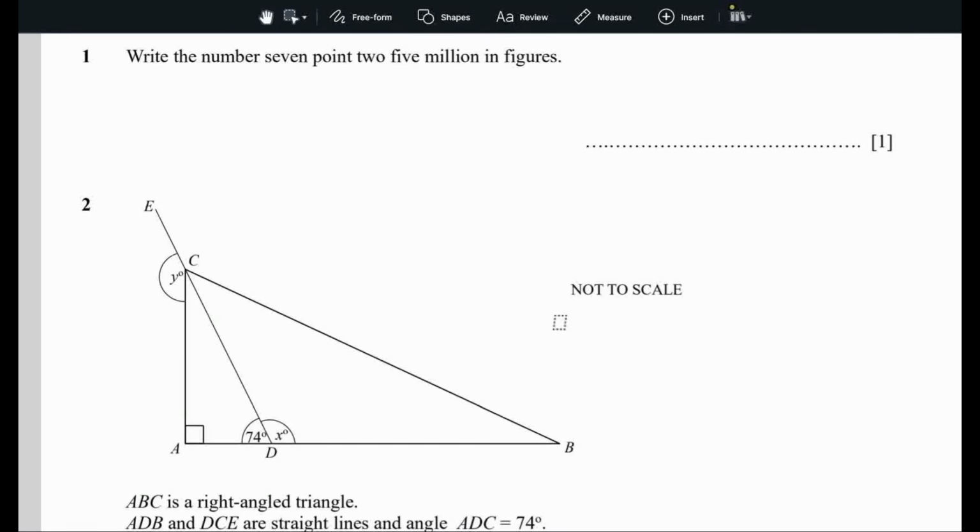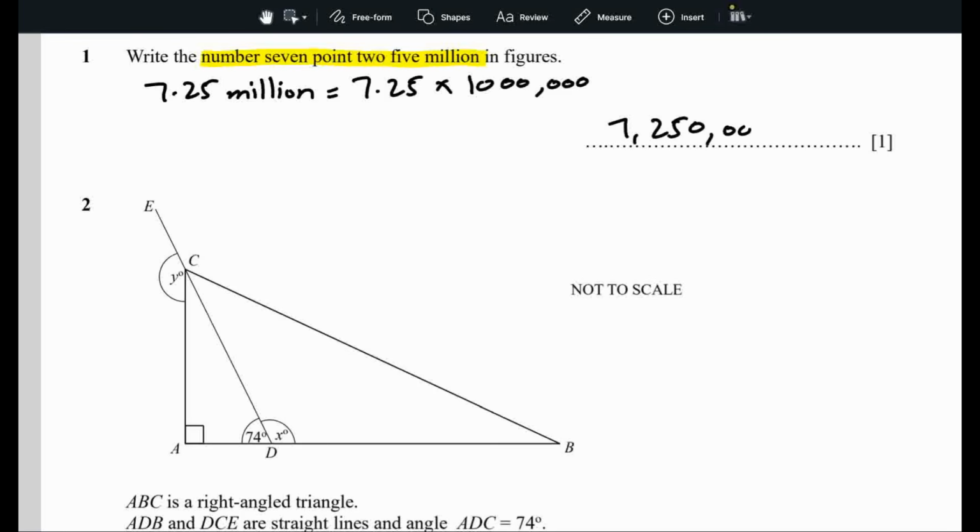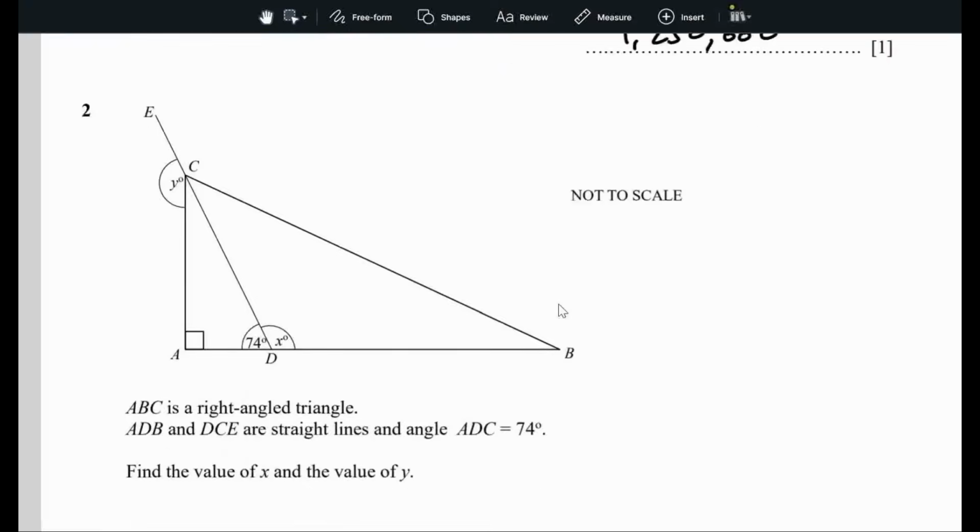In question number 1, write the number 7.5 million. So 7.5 million means 7.25 million. So this will be equal to 7.25 multiplied by 1 followed by 6 zeros. Okay, the answer will be 725030. Let's move to the second part.